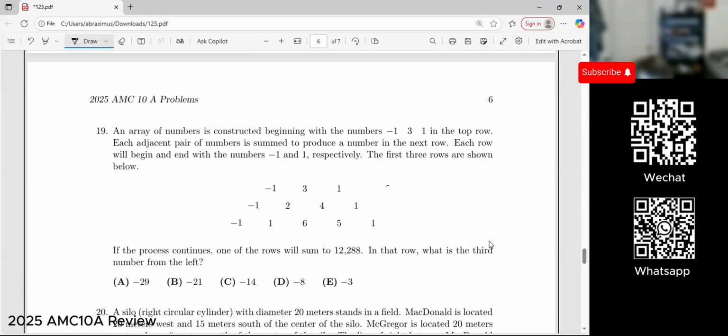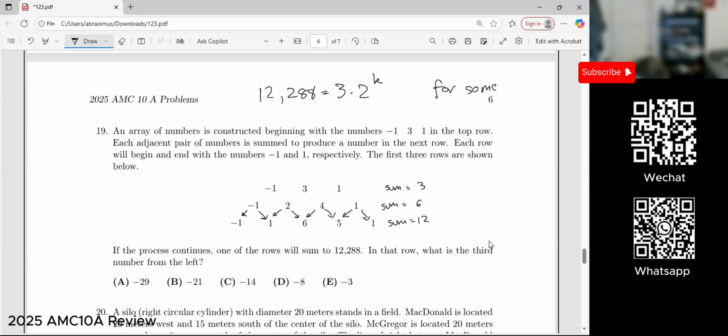That's cool. So let's look for a pattern in the row sums. Here the row sum is 3. Here the row sum is going to be 6. Here the row sum is going to be 12. And what we can see is, it should remind you of Pascal's triangle, because every number gets added twice to the next row. That means that the row sum is always going to double. So what that means is we need to say that 12,288 is equal to 3 times 2 to the k for some k. I'm going to skip the work. We're going to get k equals 12 after dividing.